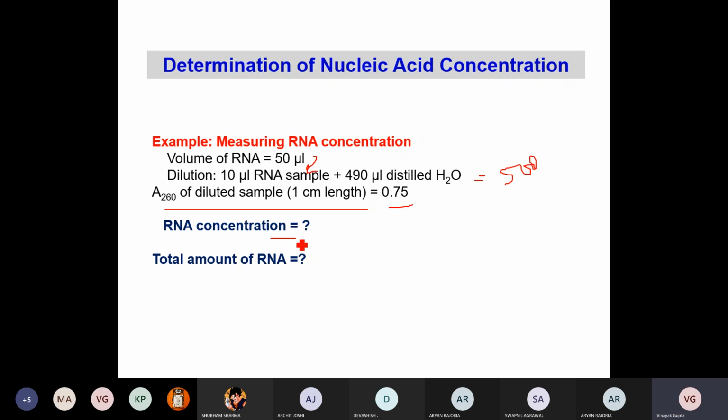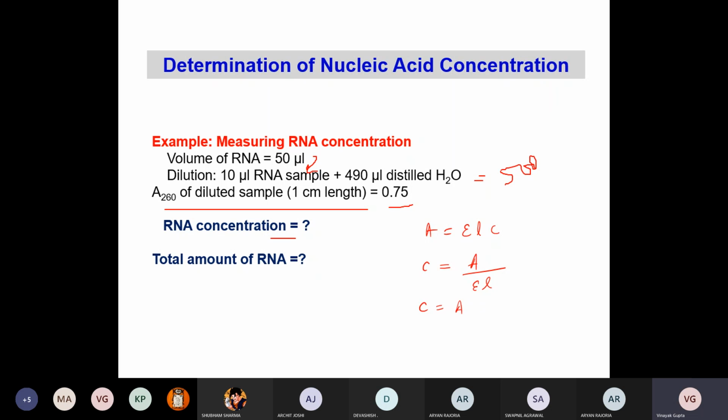So we know that I will derive the formula which we can directly use. Beer-Lambert's law is A is equal to epsilon LC, right? So if you want to know the concentration, the formula becomes C is equal to A upon epsilon into L. So concentration should become absorbance. Here, what is the extinction coefficient for RNA?